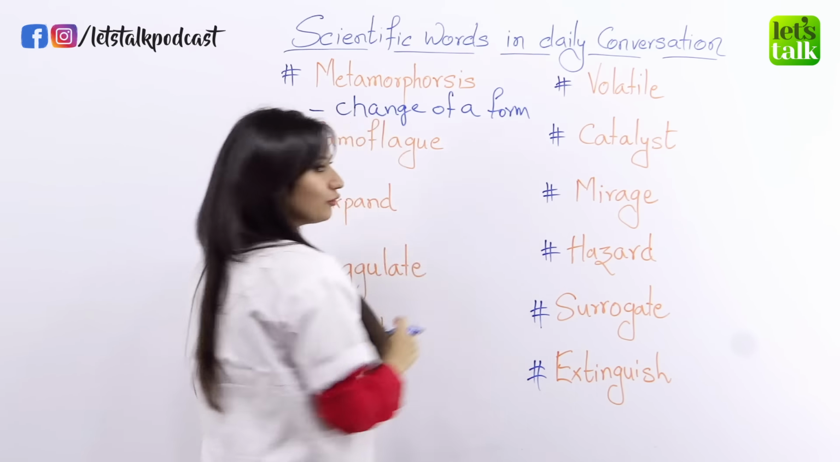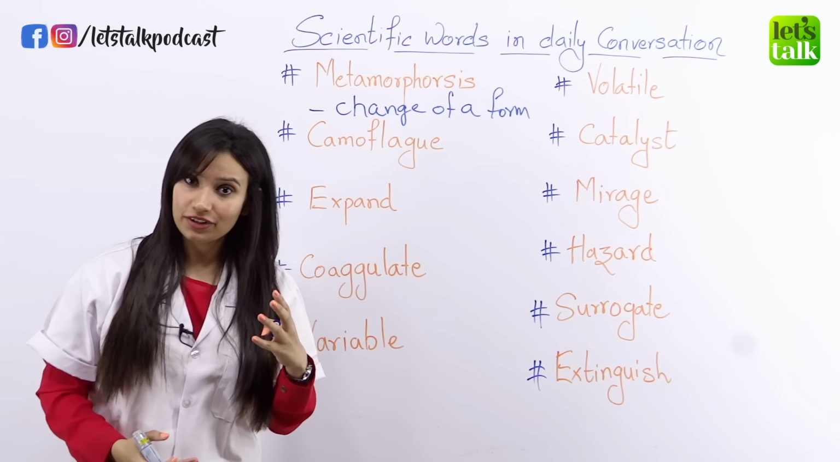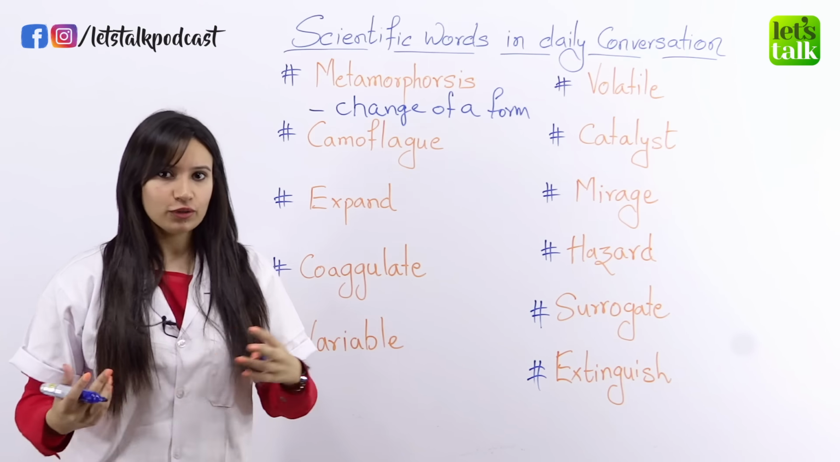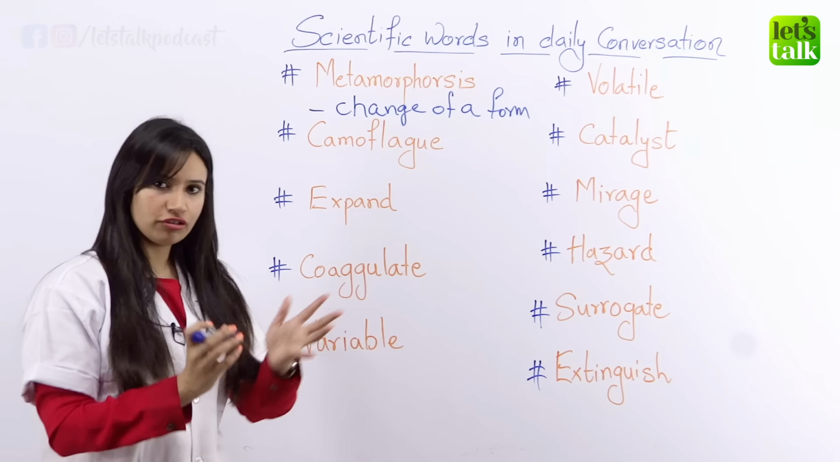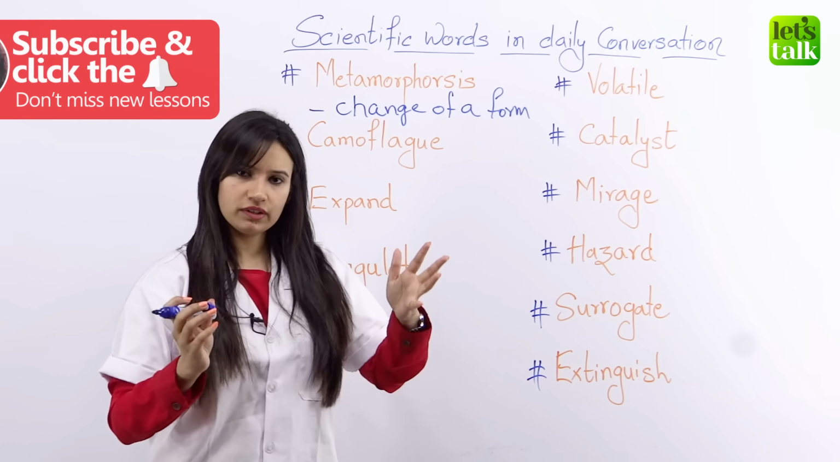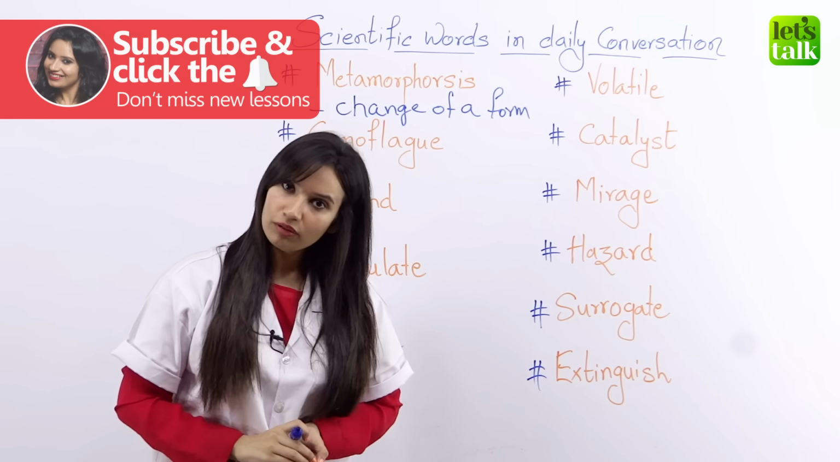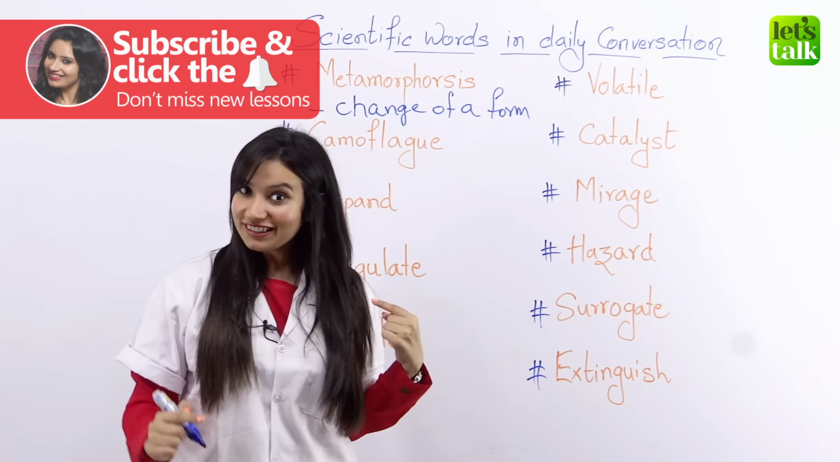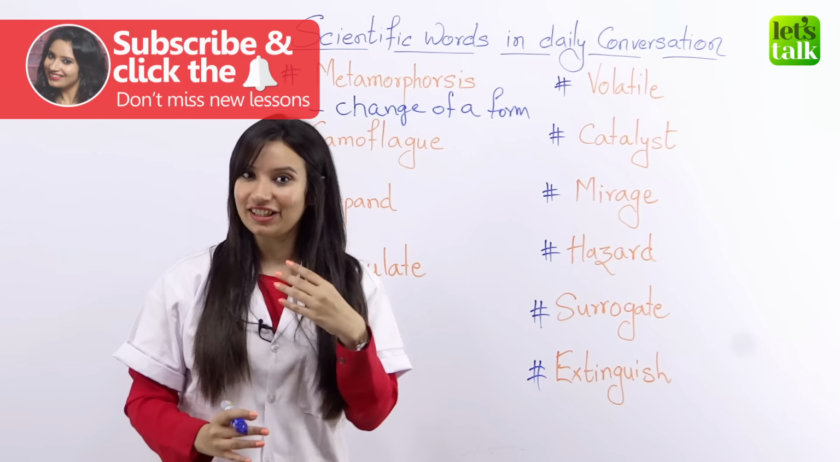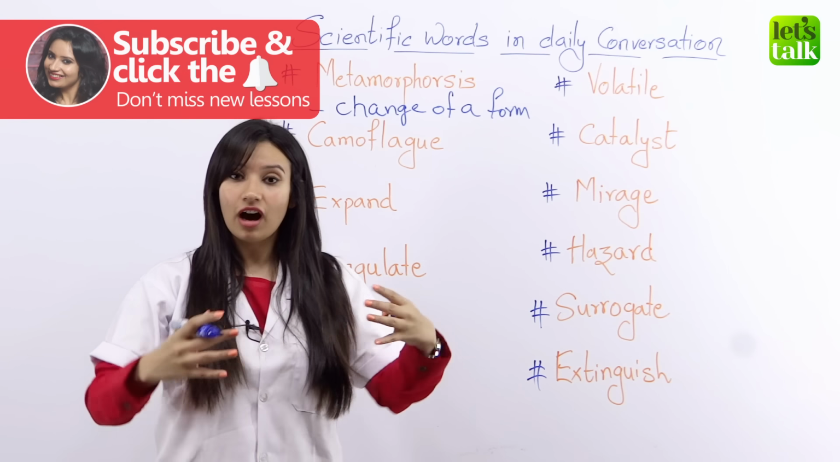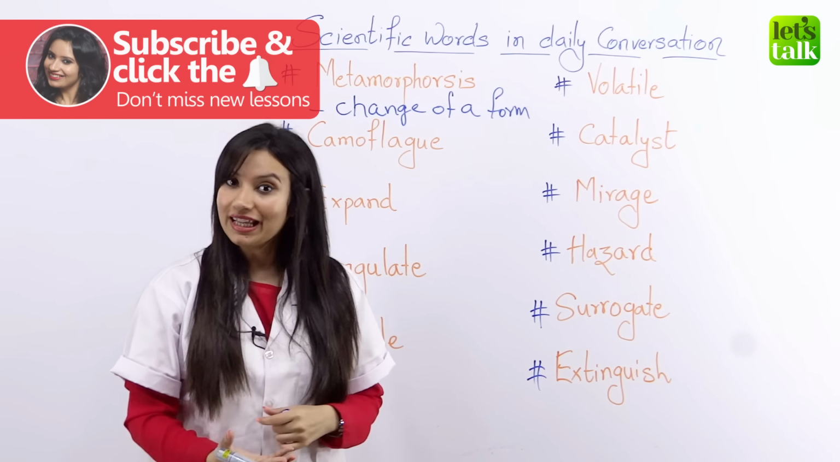The next word that we have is camouflage. So this is also a scientific term. This is a trait and a character of chameleon. So whenever you see a chameleon on a tree, it looks green. But if you see the chameleon on the trunk of the tree, the chameleon looks brown. How does that happen? Because the chameleon changes its color so that it can hide itself from the enemy.